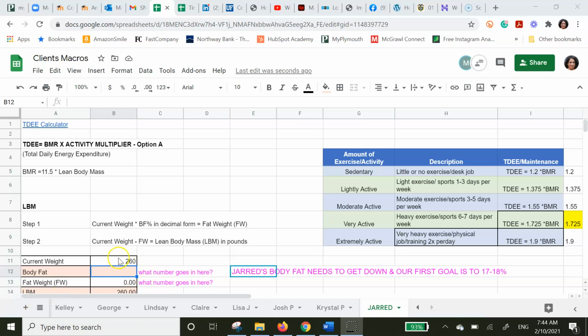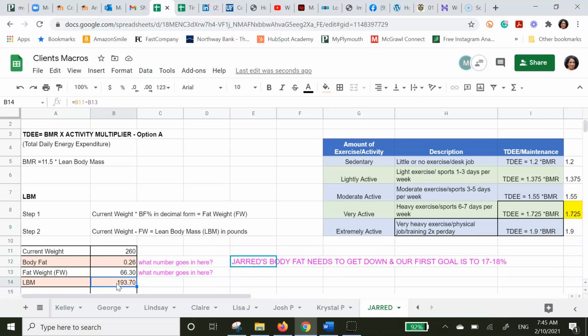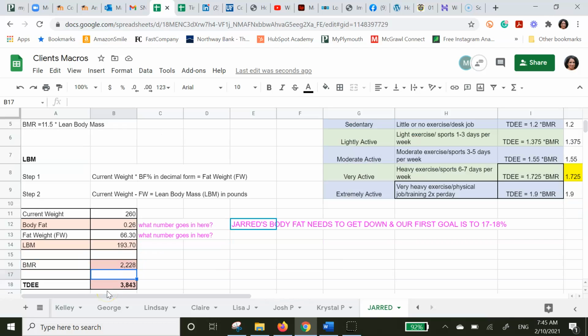Okay, so you start just by putting here the body weight, so 260. The body fat needs to be in decimal numbers, so it would be 0.255, and it gives you the 26. Then it calculates on its own the body weight. It calculates on its own the lean body mass, and then it gives you the BMR.